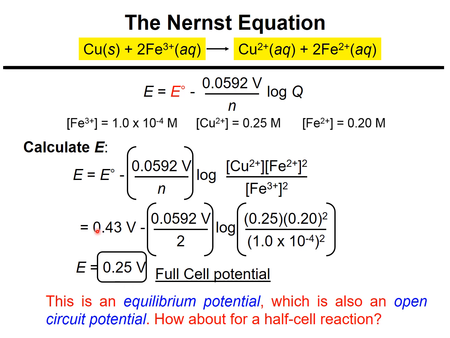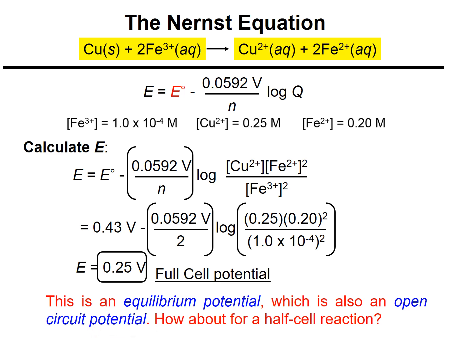The standard cell potential was 0.43 volt, but after changing the concentration from 1 molarity to some specific values, the cell potential is going to plus 0.25 volt. So the effect of concentration is very significant in determining the reduction potential of full cell or half-cell reactions. This full cell potential is an equilibrium potential, which is also an open circuit potential.